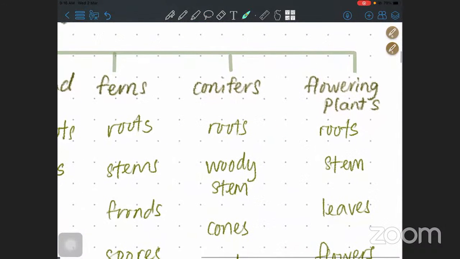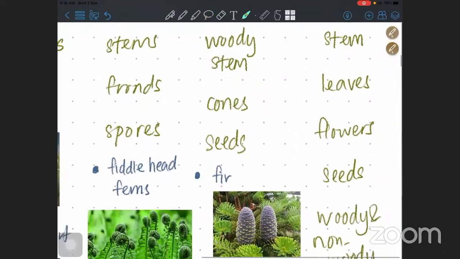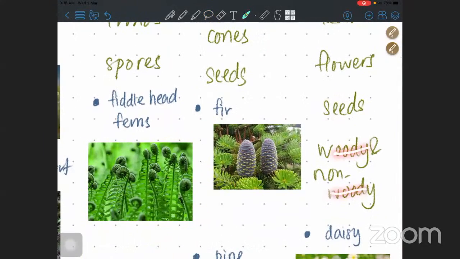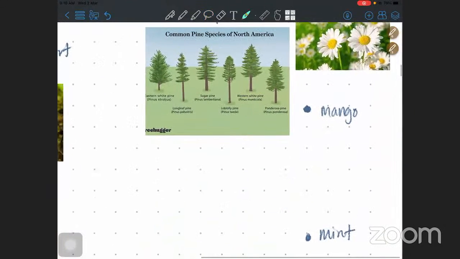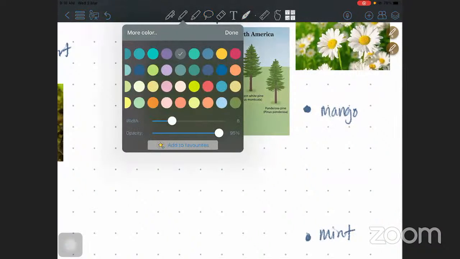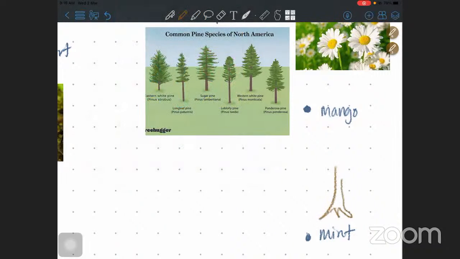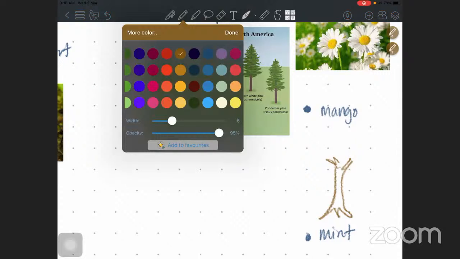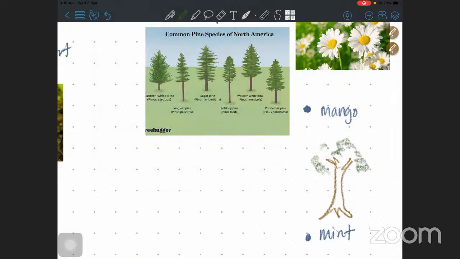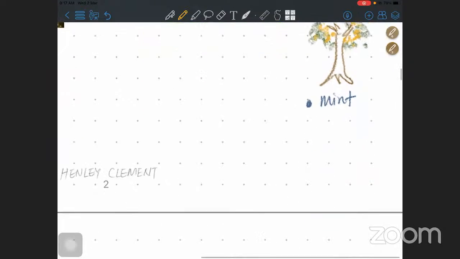Lastly, we have the flowering plants, which have roots, stems, leaves, flowers, seeds, and are sometimes woody and sometimes non-woody. For example, we have daisy, and we have the mango. This is the woody mango tree. Then you have mangoes here and there. Mango grows on the whole tree. Then you have the mint.